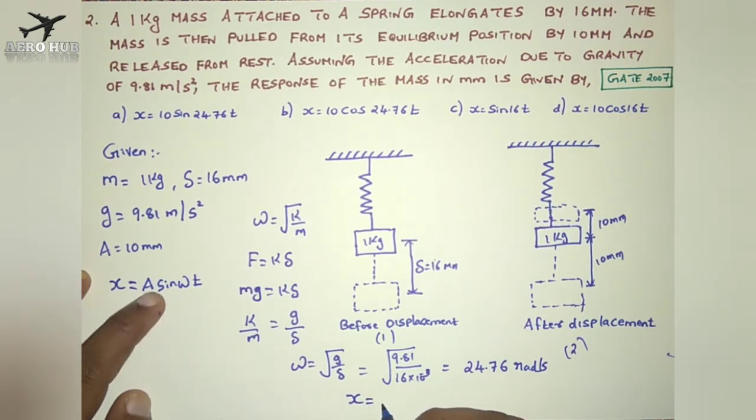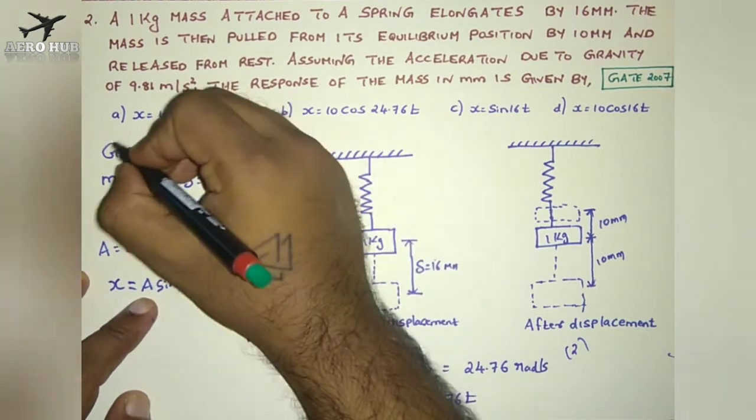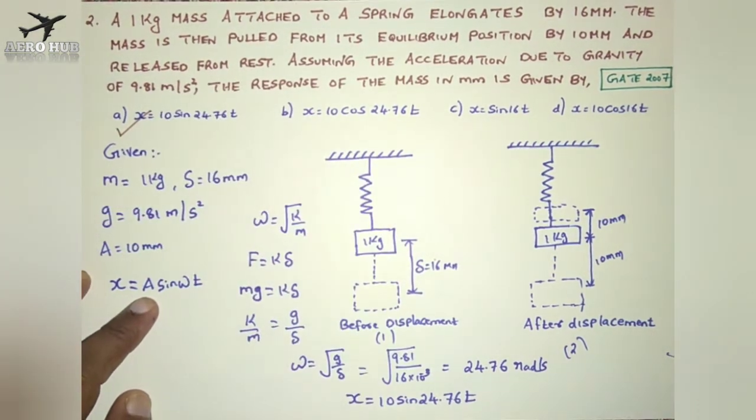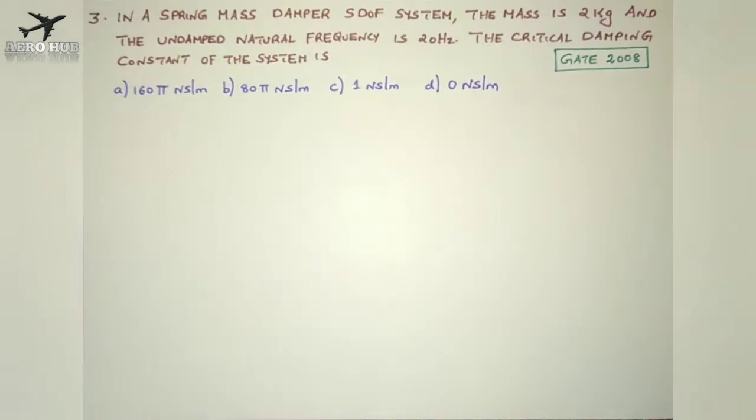So finally I can write the value of the response of the system: x is equal to a sine omega t. The value of a is 10, and omega is 24.76, so x is 10 sine of 24.76 into t. So the answer will be option A. This is the answer for the question. Okay, we will go for the next problem.